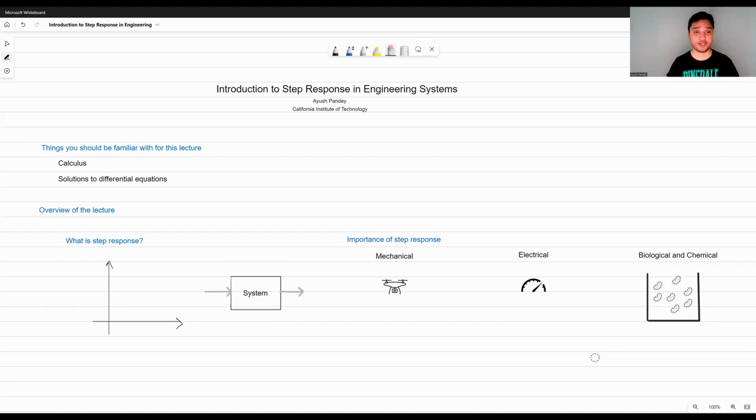Welcome to this lecture on Introduction to Step Response in Engineering Systems. Just a couple prerequisites for this lecture. You should be familiar with the calculus of integration and differentiation and solving simple differential equations. The topic of this lecture is step response.